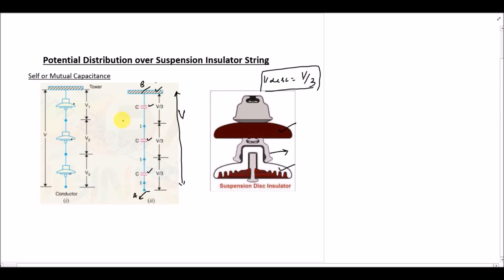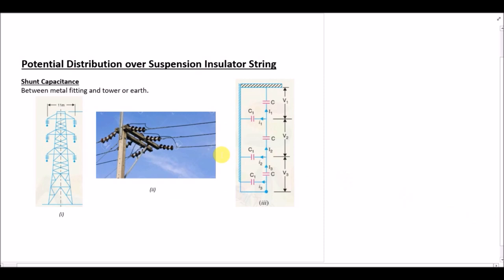And this particular capacitance is known as self or mutual capacitance. Now this is one type of capacitance. Then we also have shunt capacitance. This shunt capacitance is the capacitance that exists between the metal fitting and the tower. So this is the tower that is grounded, right? The capacitance that exists between the metal fitting and the tower is known as shunt capacitance.